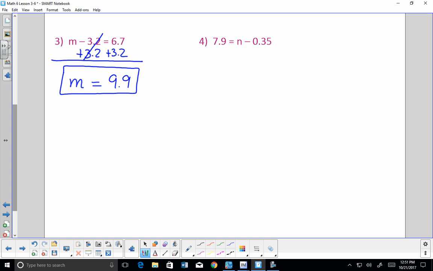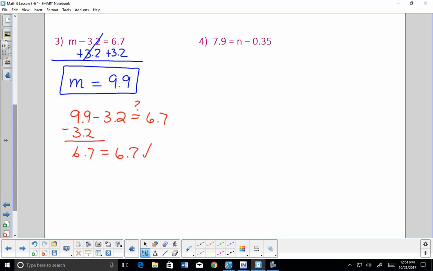So I want to know 9.9 minus 3.2, does that equal 6.7? Let's find out. Let's put 3.2 under my 9.9. Line up my decimal points. 9 minus 2 is 7. 9 minus 3 is 6. 6.7 does equal 6.7. This does indeed check out.